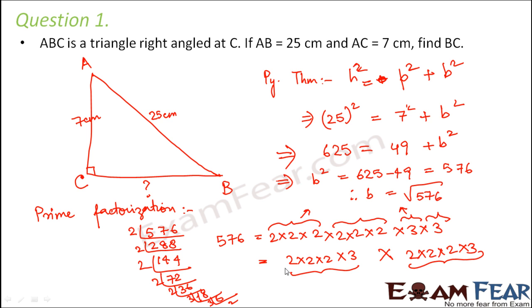So this is how we do prime factorization, right? So 2 twos are 4, twos are 8, 3 eights are 24. So 576 can be written as 24 into 24. Therefore, root over 576 is equal to 24 centimeters. Therefore, the value of BC would be 24 centimeters.